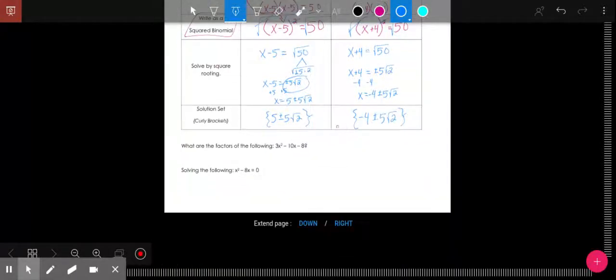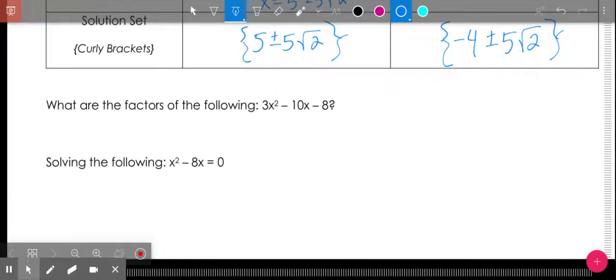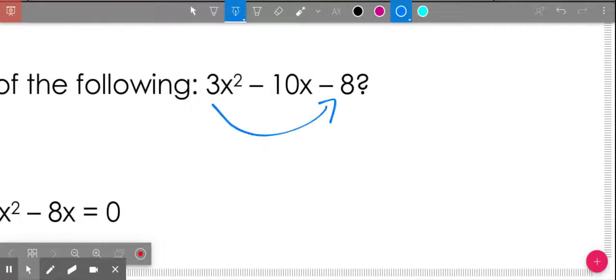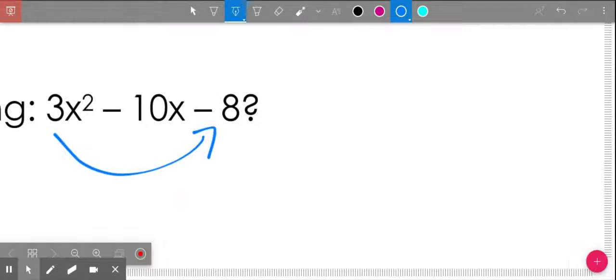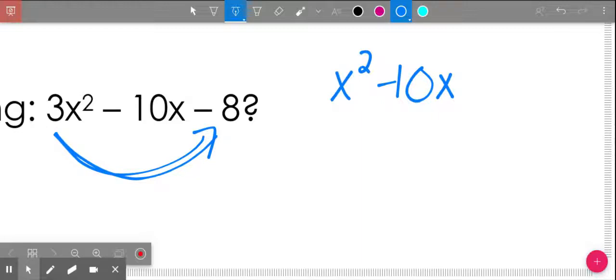Alrighty, moving on. Look at the next one. It says, what are the factors of the following? 3x squared minus 10x minus 8. This is where factoring, our a value is not 1, it's 3. So that means we need to do our slide, factor, divide, and swing steps. So we're going to slide the 3 down to the negative 8 and multiply. So I'll have x squared minus 10x, maybe. And then 3 times the negative 8 gives me negative 24.